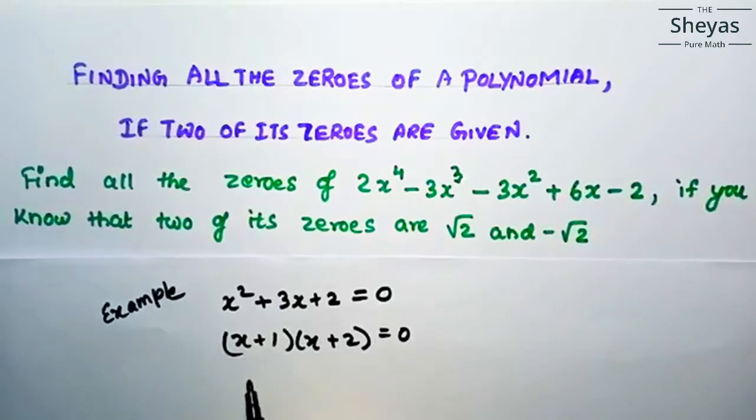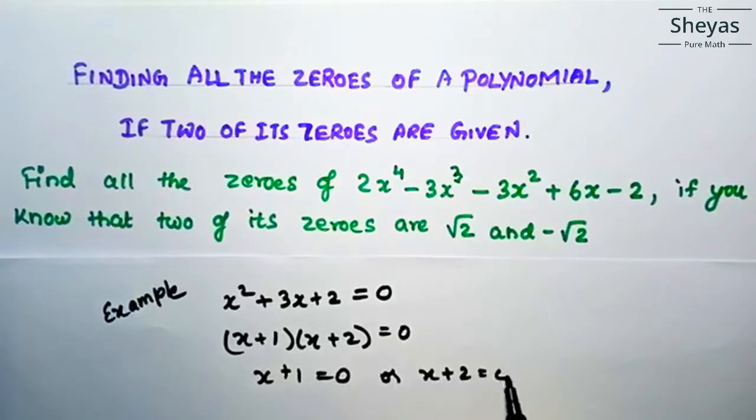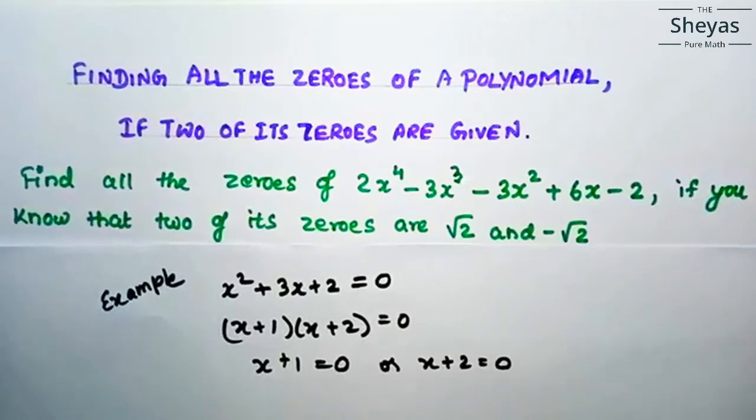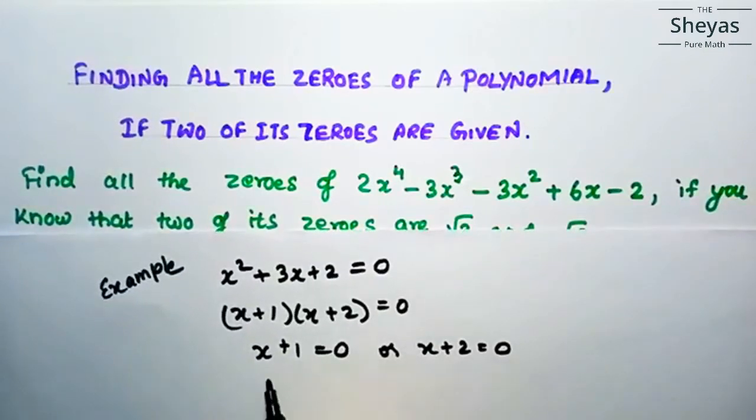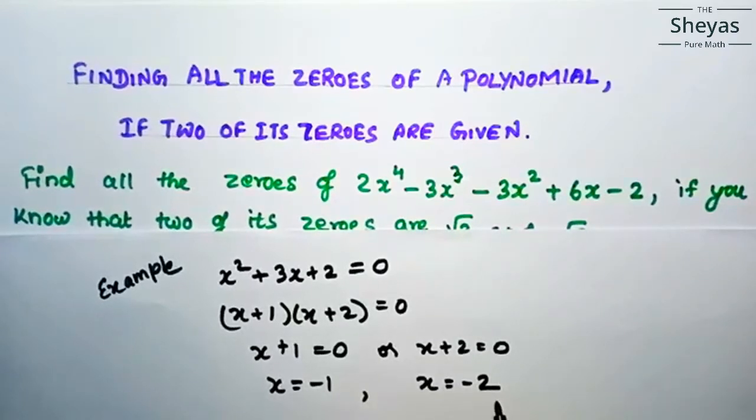So from this, how will I find the root or zero? x plus 1 is equal to 0 or x plus 2 is equal to 0. So from this, x is equal to minus 1, x is equal to minus 2. So what are the zeros you will get? x is equal to minus 1 and x is equal to minus 2. So this x equal to minus 1 and x equal to minus 2 came from x plus 1 into x plus 2 is equal to 0. Okay, so we have factorized and we have got the zeros.